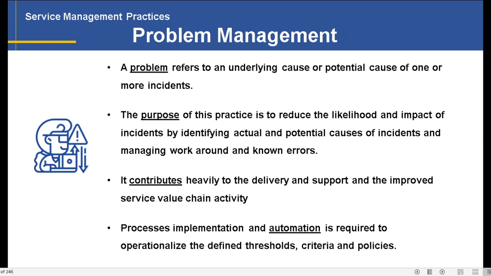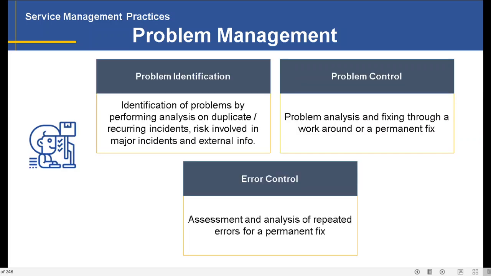Now, this practice will most heavily contribute to the deliver and support and the improve service value chain activities. Problem management involves three distinct activities. There is problem identification, problem control, and error control.